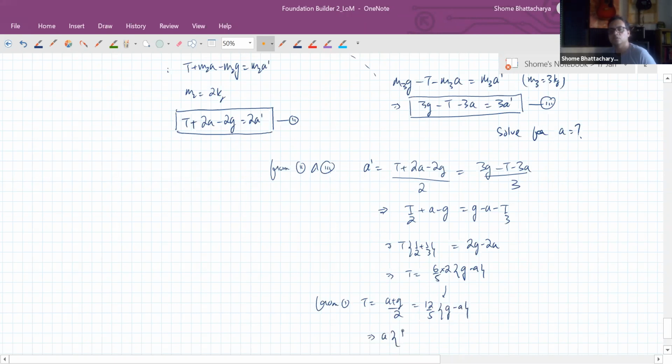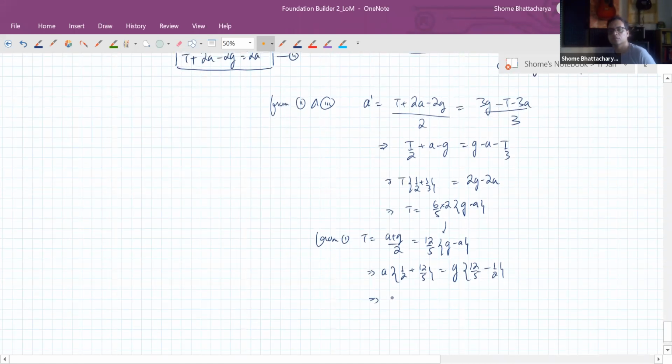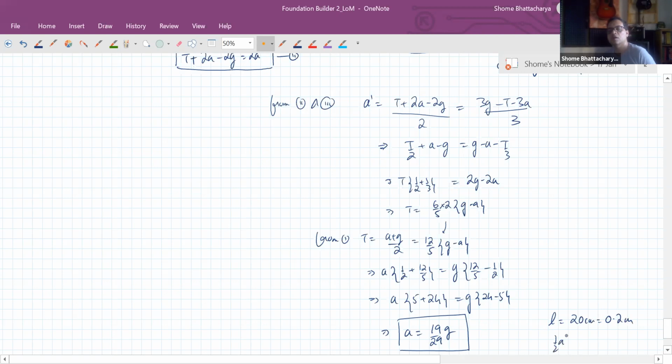So A into half plus 12 by 5 is equal to G into 12 by 5 minus half. So A into 5 plus 24 should be equal to G into 24 minus 5. So this A should come out to be 19 by 29 G. Now you put L as 20 centimeters or 0.2 meters, and half A T square equal to L. From that we calculate the time.